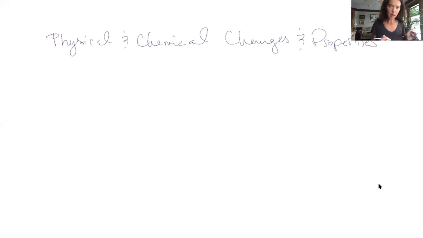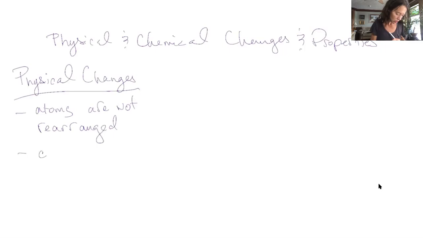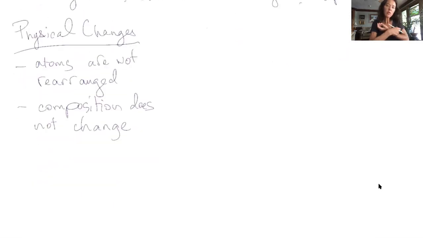Let's talk about our changes. When we talk about our physical changes, the most important thing to realize is that atoms are not rearranged, right? Atoms are not rearranged. And that's another way of saying that the composition does not change. Some students don't understand what I mean by composition does not change, so let me give you an example there.